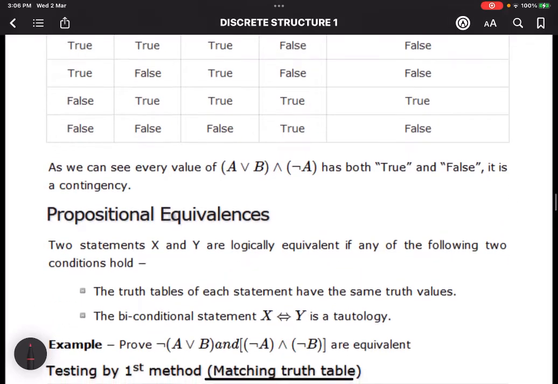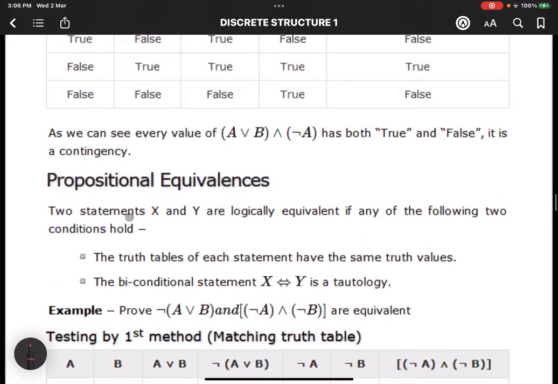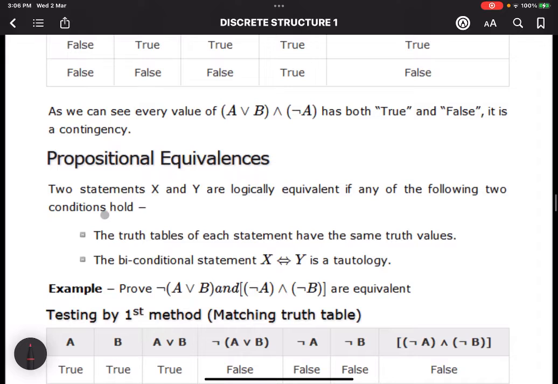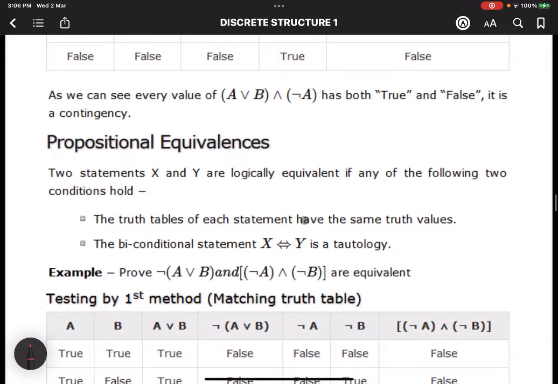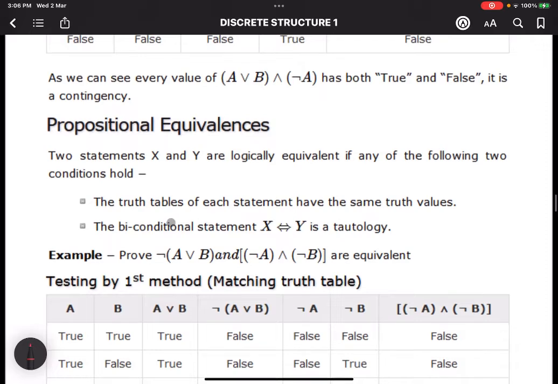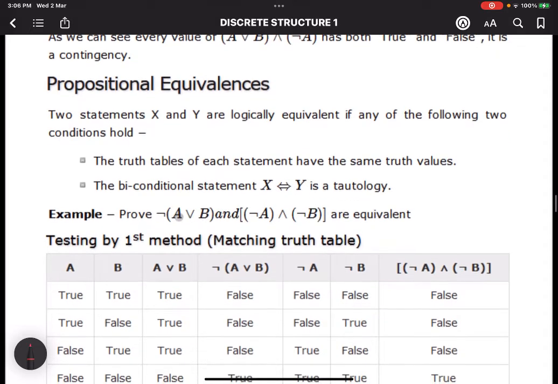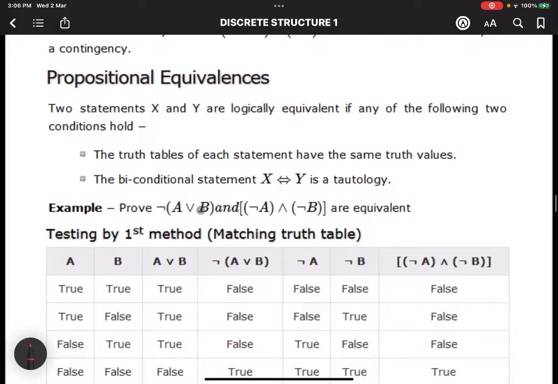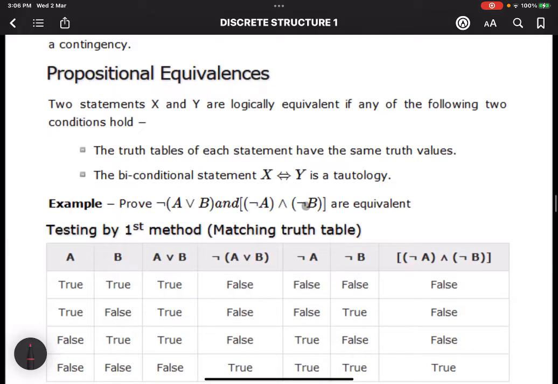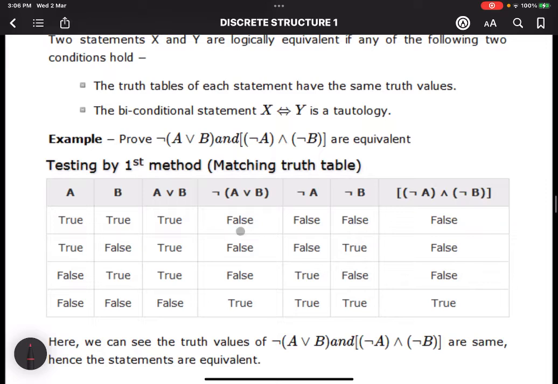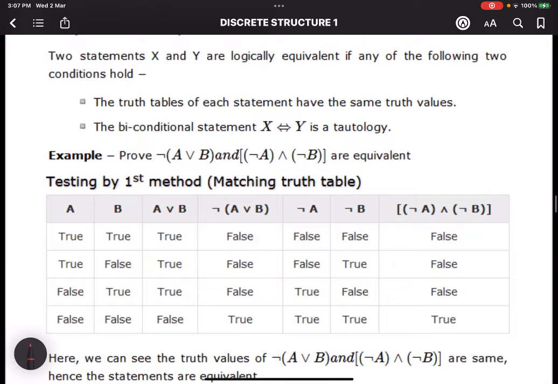Ano naman yung propositional equivalences? For example, two statements X and Y are logically equivalent if either of the following two conditions hold. First, the truth tables of each statement have the same truth values. And second, the conditional statement X if and only if Y is a tautology. So prove not A or B and not A and not B are equivalent. So sabi natin the truth tables of each statement have the same truth values. So may the same truth values ba for each statement?